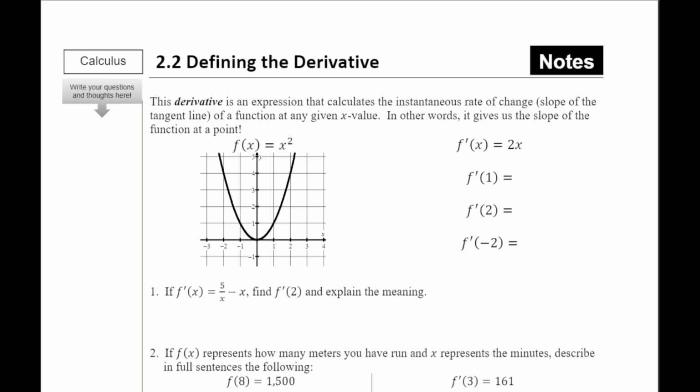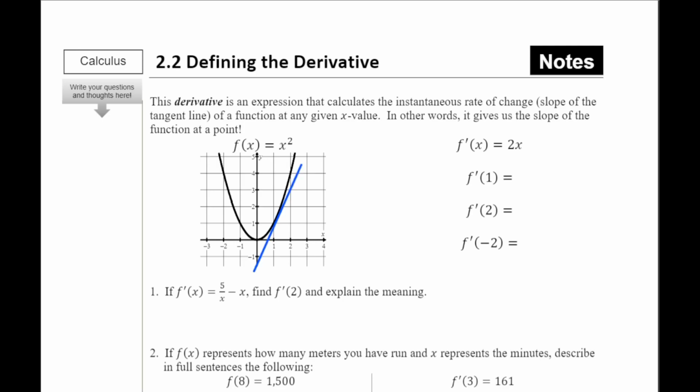2.2 Defining the derivative. The derivative is an expression that calculates the instantaneous rate of change or slope of the tangent line of a function at any given x value. In other words, it gives us the slope of the function at a point. Here we have a function f of x is equal to x squared, just a parabola right here. We're going to learn how to calculate this in a future lesson, but just know the derivative function is equal to 2x.